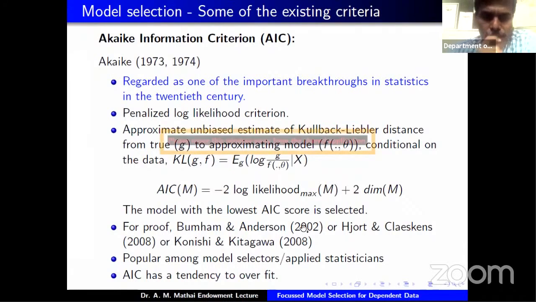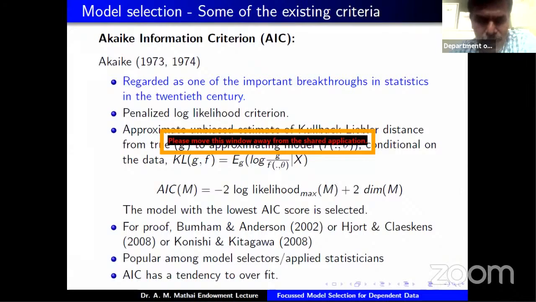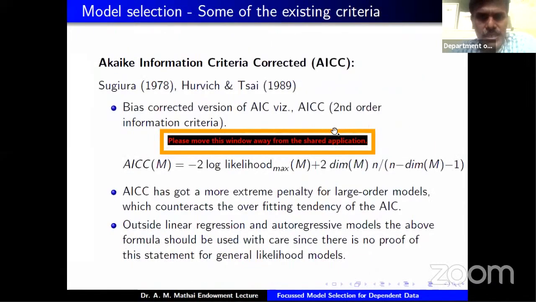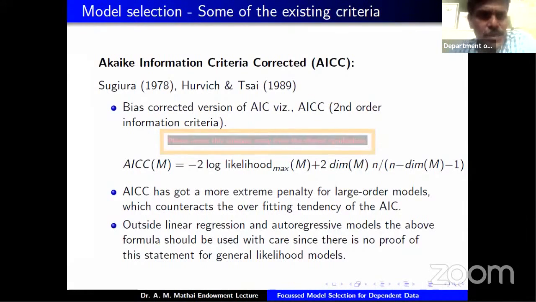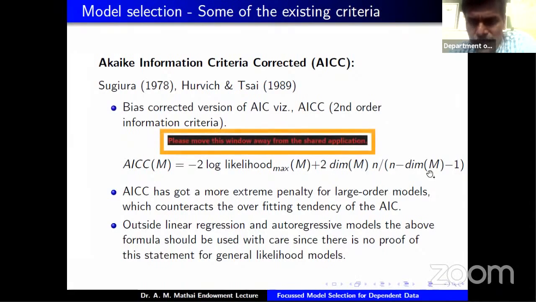So basically, this is popular among the model selectors and applied statisticians, and it has a tendency to overfit. That's one of the problems regarding this particular criterion. And another popular criterion in the time series context makes a correction in the penalty, and that is what AICc is. And this is suggested by Hurvich and Tsai. Of course, this is basically for regression or time series type of models. And the difference that you can see here is in the penalty. So it will have a slightly more extreme penalty as compared to the AIC. By the way, in all these criteria, this first term is more or less the same, that is the -2 of the log likelihood.